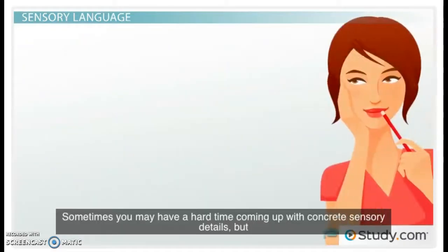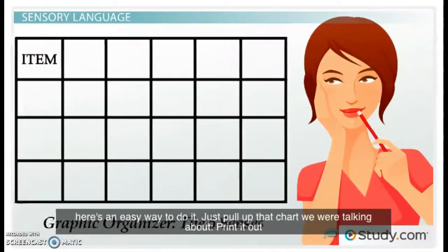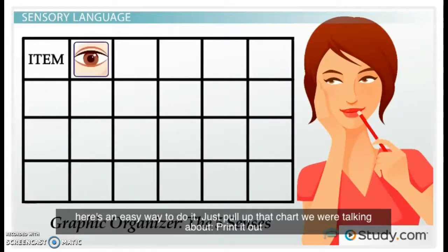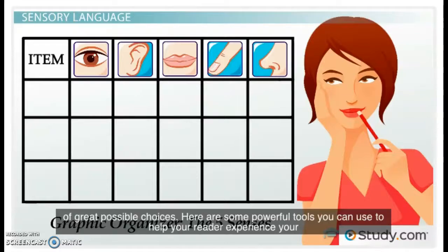Sometimes you may have a hard time coming up with concrete sensory details, but here's an easy way to do it. Just pull up that chart we were talking about, print it out, or save it online, and write in as many entries as you can for each sense. That will give you a bunch of great possible choices.